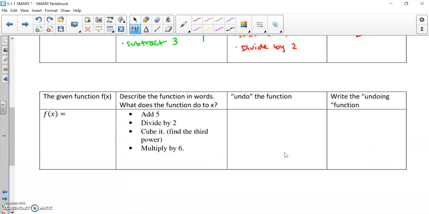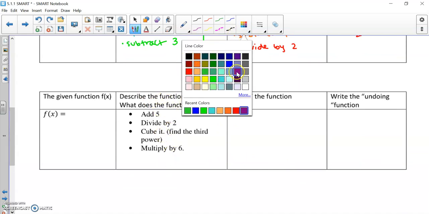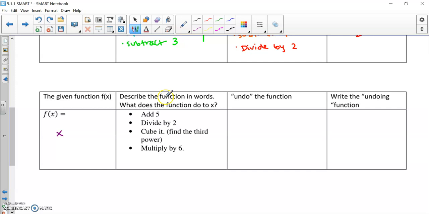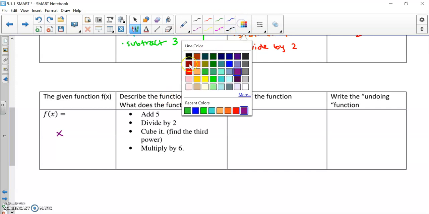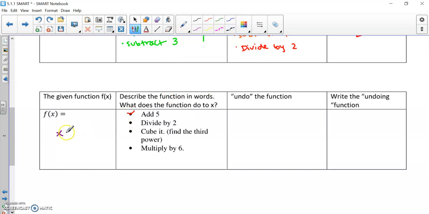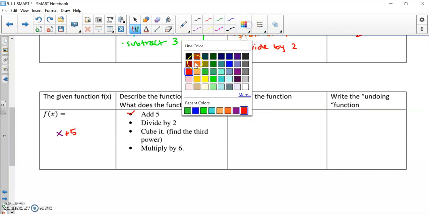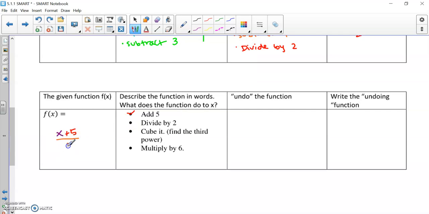All right, one last example for you guys. And this time, again, I gave you these steps, and we have to make the function. So let's start by writing our floating x. Let's write it here. Okay, so step 1, we are going to add 5. So +5 here. Step 2, divide by 2. So we're going to take this and divide everything by 2.